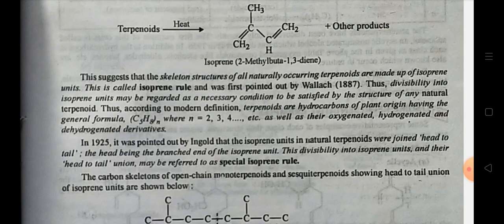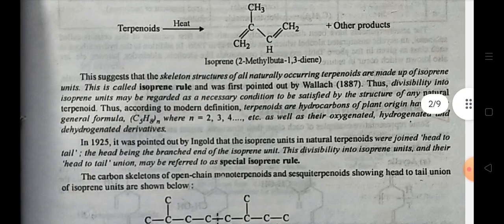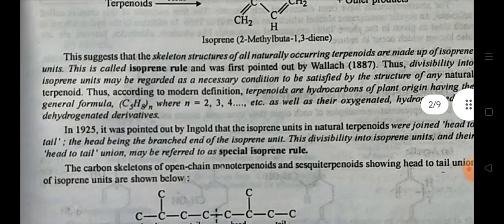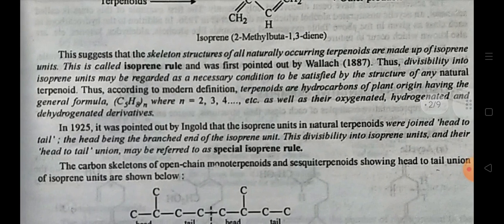Thus, divisibility into isoprene units may be regarded as a necessary condition to be satisfied by the structure of any natural terpenoid. Thus, according to the modern definition, terpenoids are hydrocarbons of plant origin having the general formula (C5H8)n, where n is equal to 2, 3, 4, etc., as well as their oxygenated, hydrogenated and dehydrogenated derivatives.